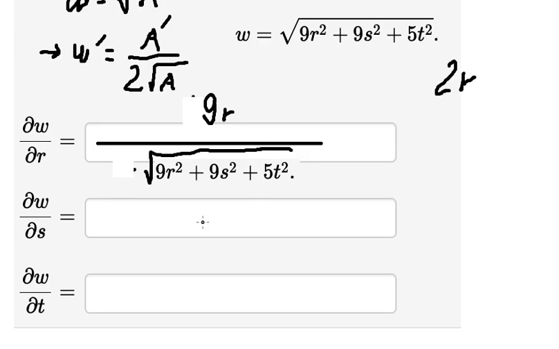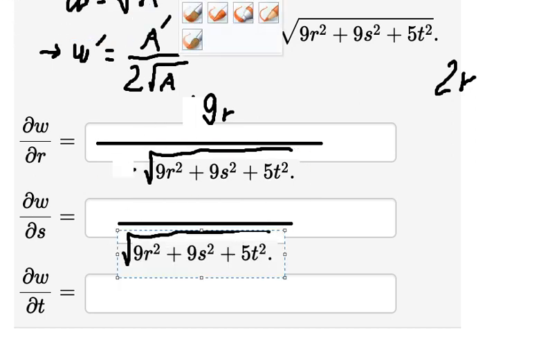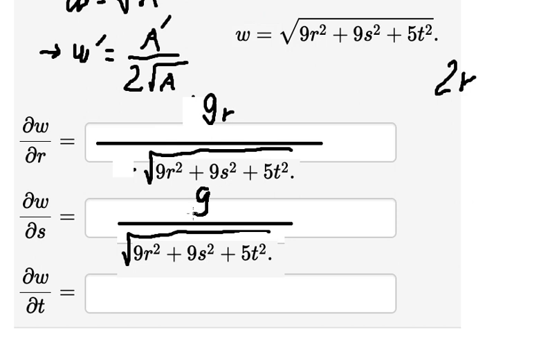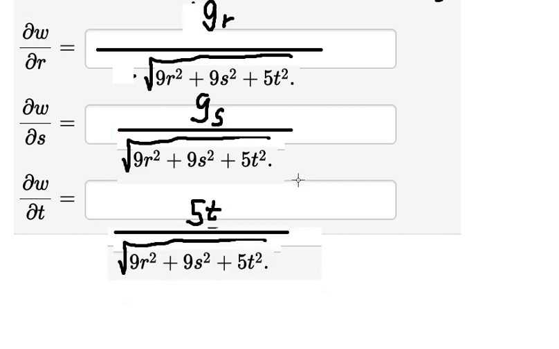Now we can do similar for the second one. And that is the final answer.